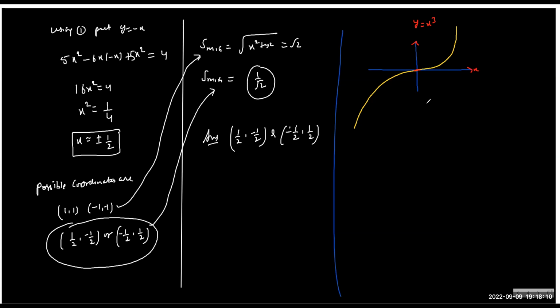So this is called concave up, and this is called concave down. And this point is called the point of inflection.